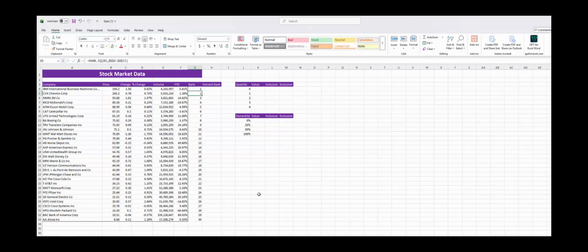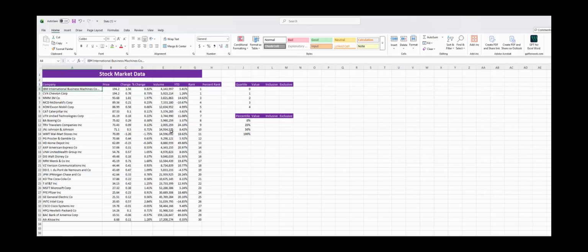So now if you use your eyes, the first thing you'll see that's going to confuse you is that you have two number ones. See it? Number one, and then it goes to number 3. That's because the price of Chevron and the price of IBM are exactly the same. And I did that on purpose so you could see what the RANK.EQ function does.